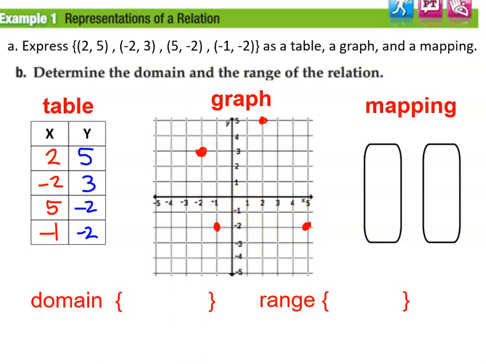In a mapping, you don't repeat any of your input or output values. So if I have a 2, a -2, a 5, and a -1, but for my range here, I would have a 5, a 3, a -2, and another -2. So I don't write it. Then when I draw my arrows from my inputs to my outputs, I can see how the domain maps to the range.